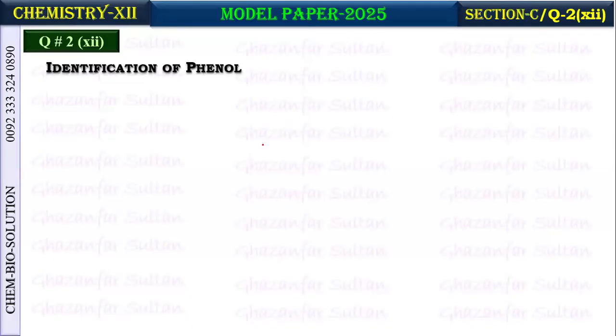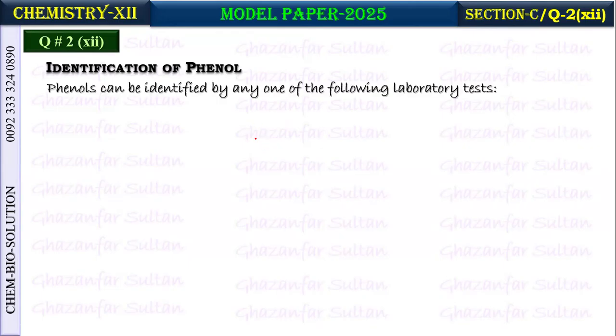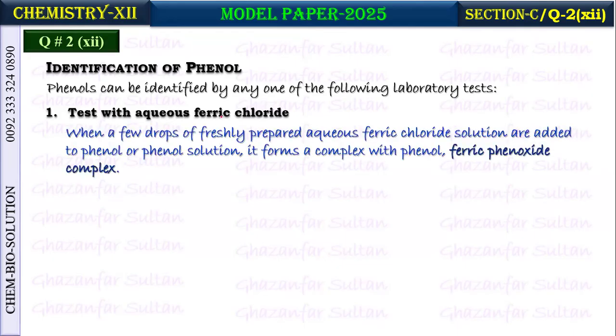Now see, the fourth option is the identification of phenol. Again, we have two different tests for phenol. You can use any one of them in the laboratory as well to answer this question. We don't need to write both the answers because they have asked to answer any one laboratory test. So one of the tests is the ferric chloride test.